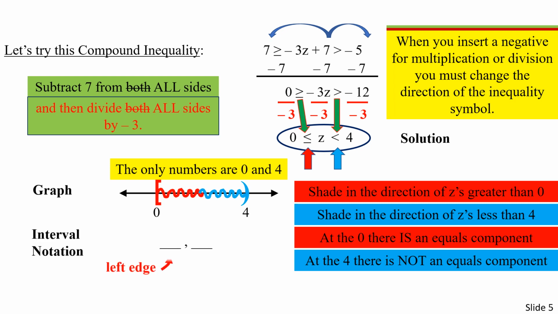Interval notation: left edge is 0, right edge is 4. The 0 from the graph you can clearly see gets a bracket, and from the graph the 4 gets parentheses. So there's our interval notation. We have a solution, we have a graph, and we have interval notation. The only tricky thing here was because I inserted a negative number for division or multiplication purposes, when I divided by -3, it forced me to change the direction of my inequalities.